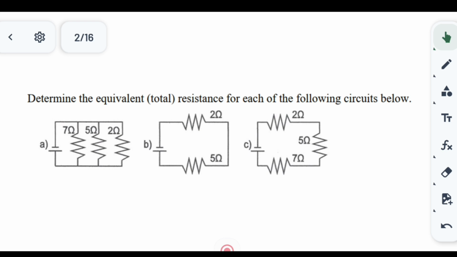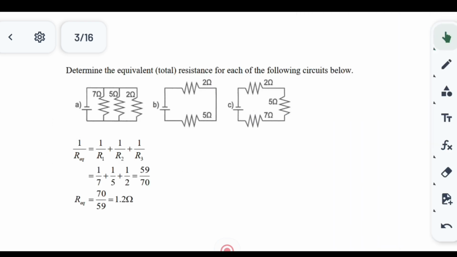The first thing that we need to do is to determine what type of circuit we have here. For letter A, is it parallel or series? It is a parallel circuit. How about letter B? It is series. How about letter C? It is series. It is series because all the components, the resistors, are connected in one single wire. Unlike letter A, where we have multiple wires drawn parallel to our battery wire.